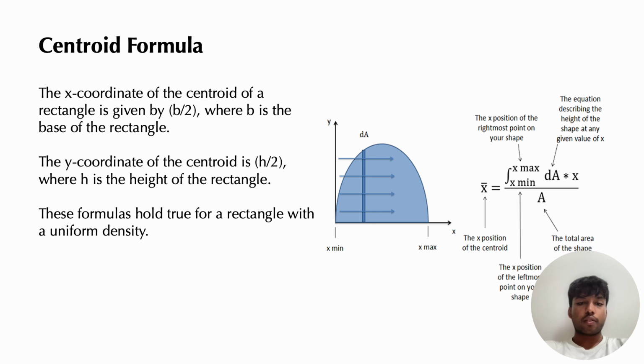Centroid formula. The x-coordinate of the centroid of a rectangle is given by b/2, where b is the base of the rectangle. The y-coordinate of the centroid is h/2, where h is the height of the rectangle. These formulas hold true for a rectangle with uniform density.